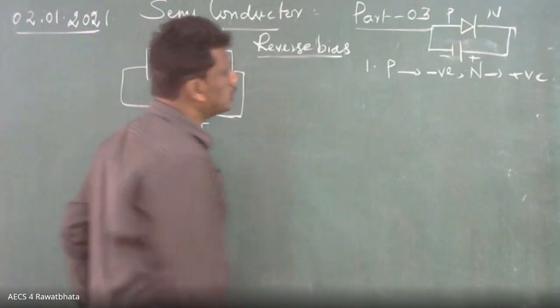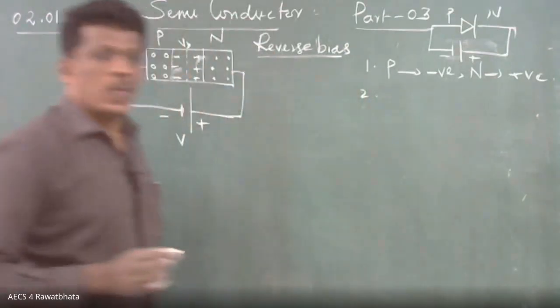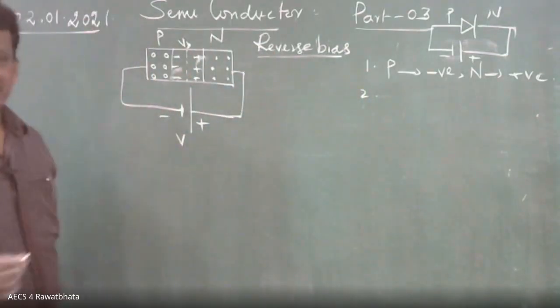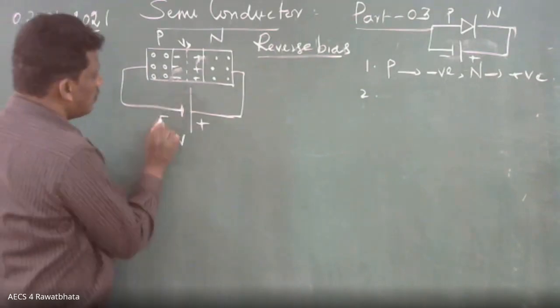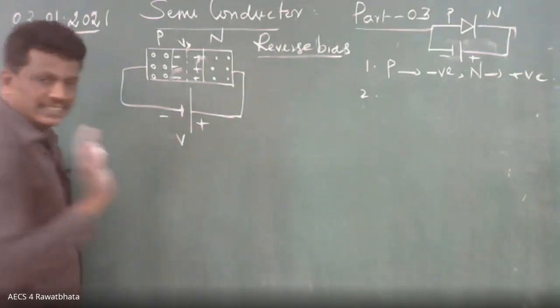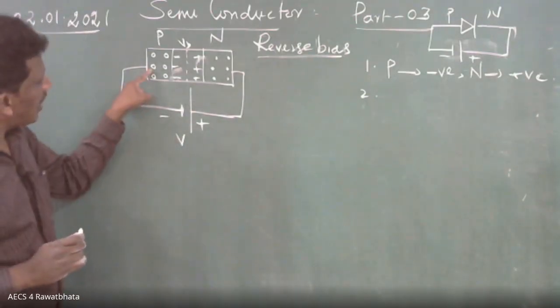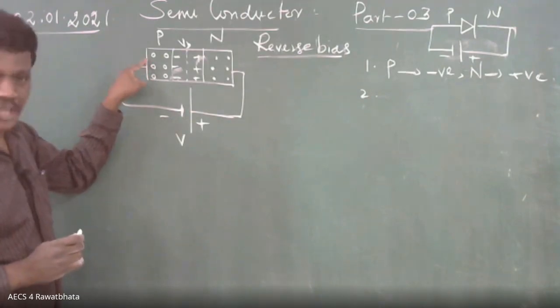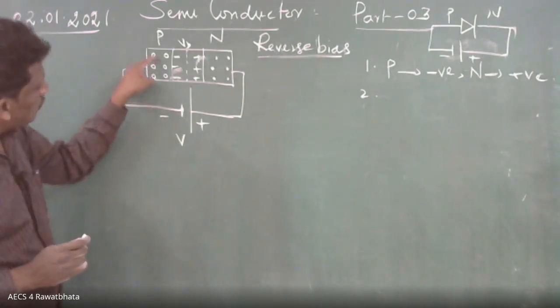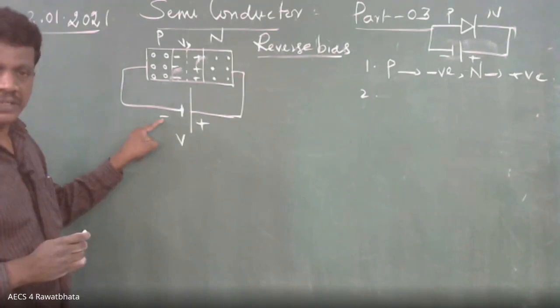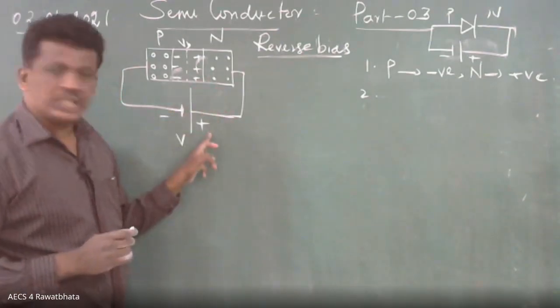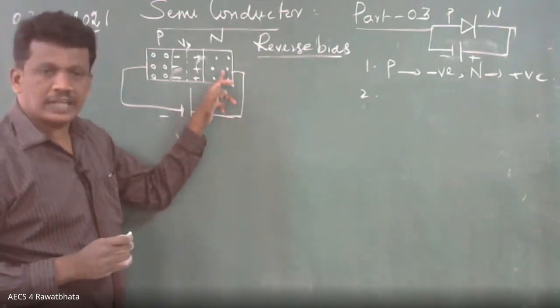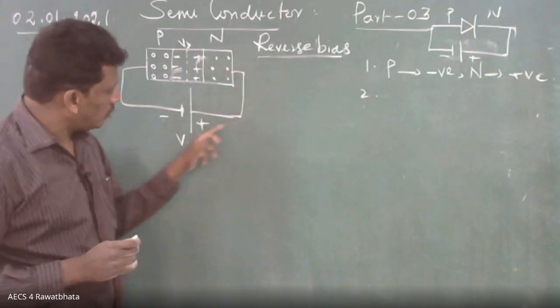Okay. Second point. What is happening? You see that. Now, minus here, majority carrier holds positive. So the holes will be attracted towards negative. Similarly, here positive, majority carrier electron, the electrons will be attracted towards this side.